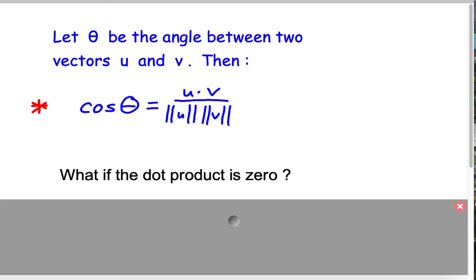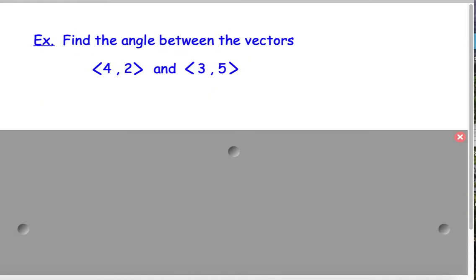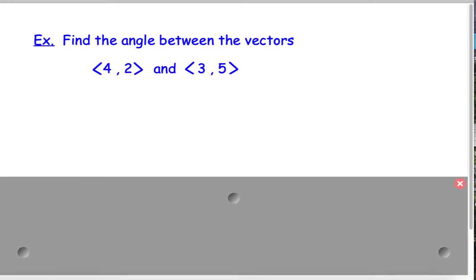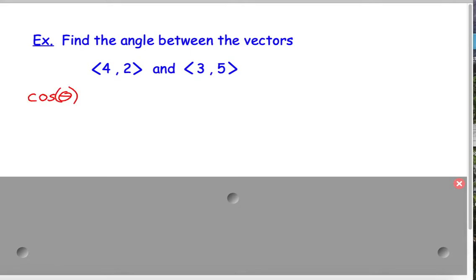What would happen if the dot product wound up being 0? Put an arrow here. So before we jump into an example, actually let's jump to an example and we'll come back to this. Let's see, how about, let's do this. Find the angle between these two vectors. All right, so let's write out a formula. The cosine of theta is going to equal the dot product, u dot v, over the magnitude of u times the magnitude of v.